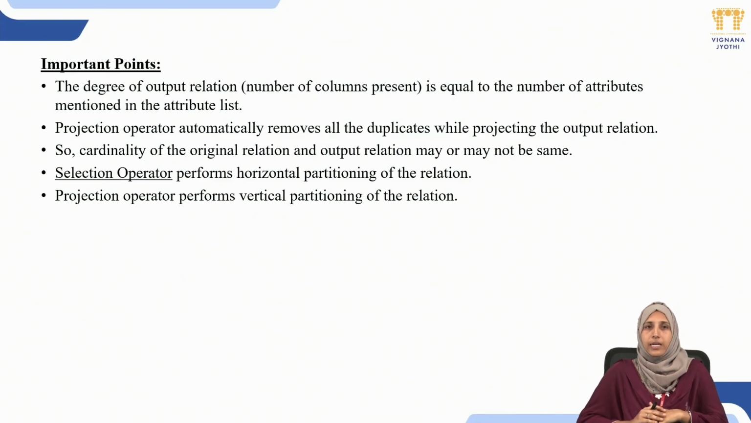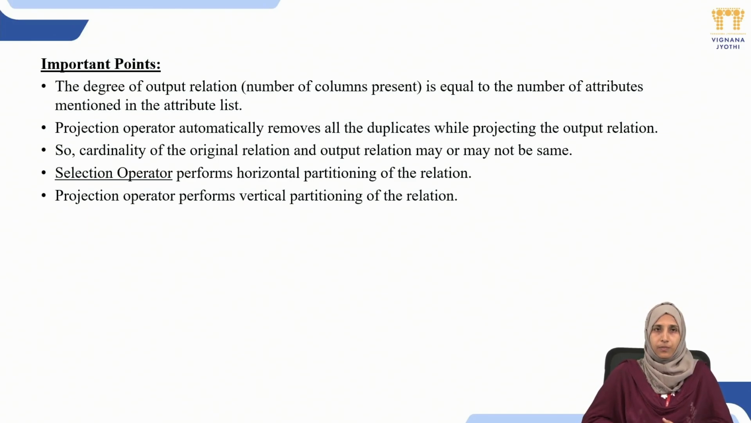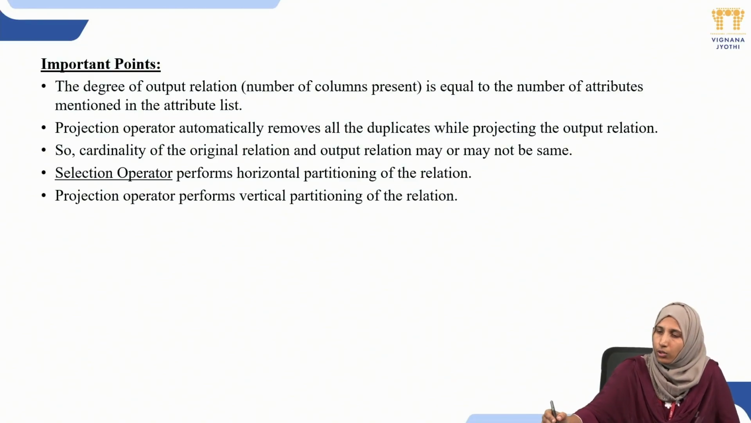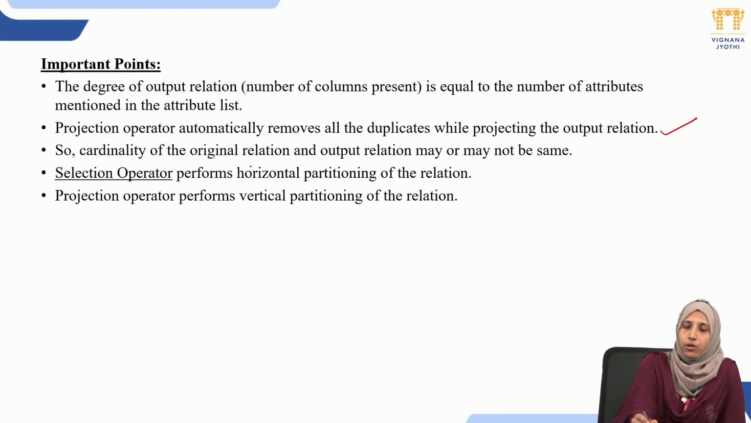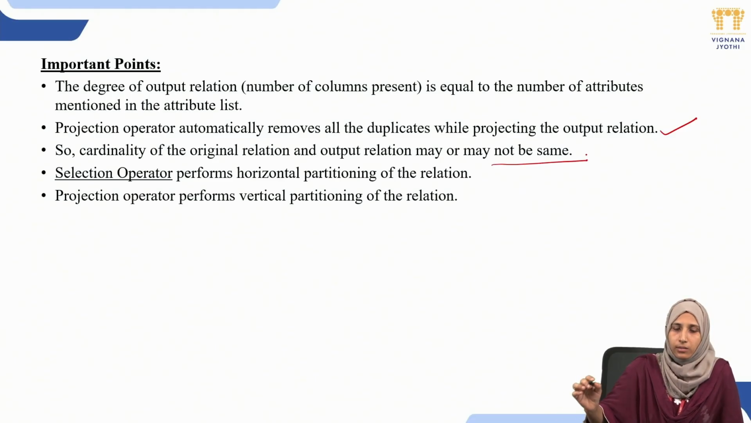A few important points. The degree of the output relation, meaning the number of columns present, is equal to the number of attributes mentioned in the attribute list. Degree is nothing but the total number of columns present in any table or relation. The projection operator automatically removes all the duplicates while projecting the output relation. This we will see going on in further queries. Third, the cardinality of the original relation and the output relation may or may not be the same.